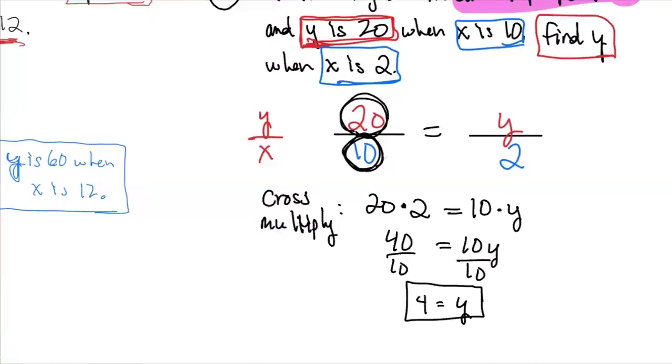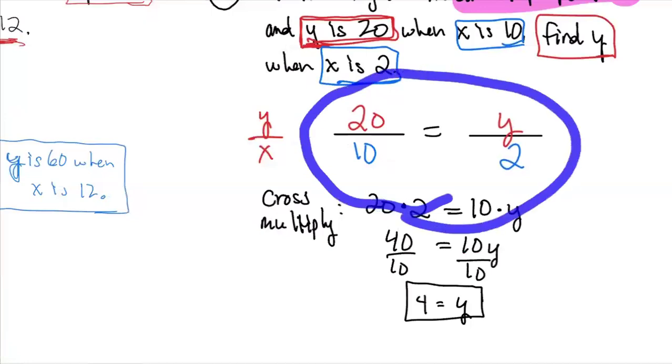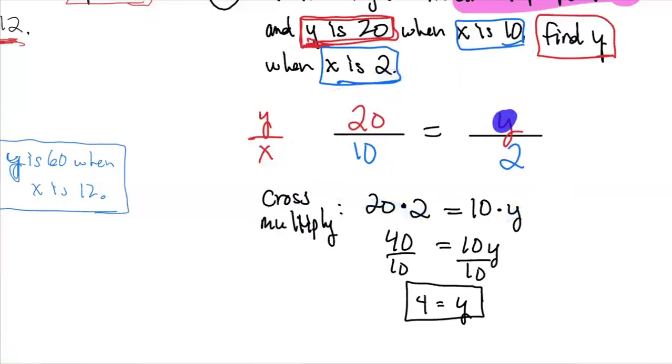But let me erase these arrows real quick. Go back to the original problem. Does anyone see another way we could have gotten 4 here without cross multiplying? Because there's a bunch of ways to solve this. How could we have gotten a 4 here?